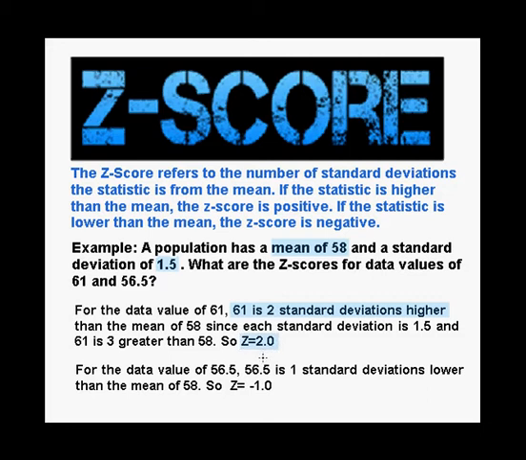Now the other score, 56.5, that's 1.5 units lower than the mean of 58. And 1.5 is equal to 1 standard deviation. But it's below the mean, so 56.5 has a negative z-score, and that is negative 1.0.